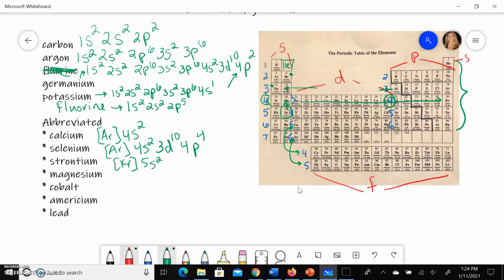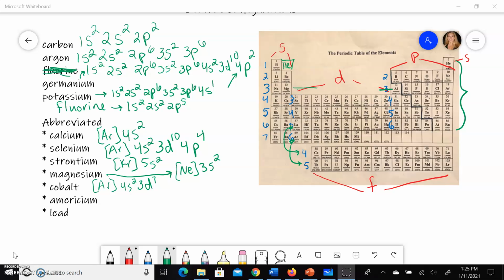So pause this for just a minute and go ahead and try magnesium and cobalt, and then I need to show you those last 2. All right, check your answers for these 2. Magnesium, you go up to beryllium and all the way over to neon in brackets, and then it's just 3s2.